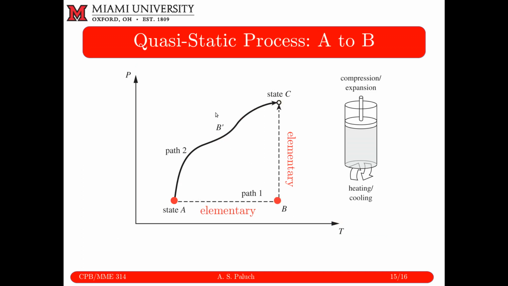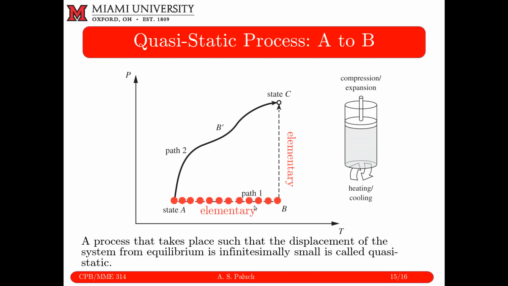Last concept, the quasi-static process. So now if I'm thinking about this elementary path, or elementary process in which I go from A to B, if I do it in a bunch of very, very small steps, in which at each step temperature is changing by some very small amount, the idea is that my state can remain in a state of equilibrium throughout.